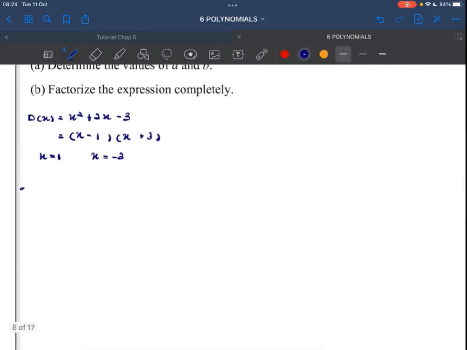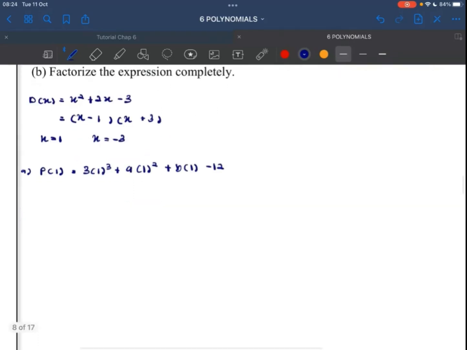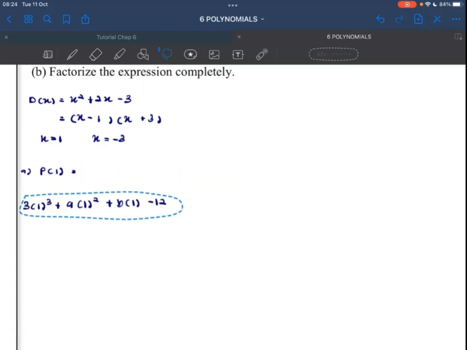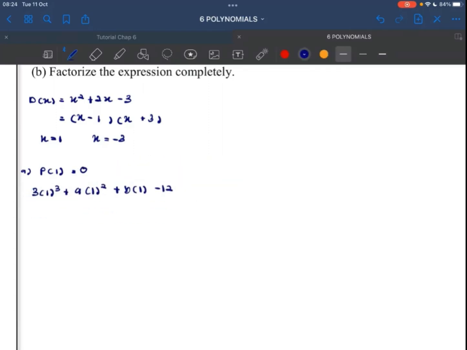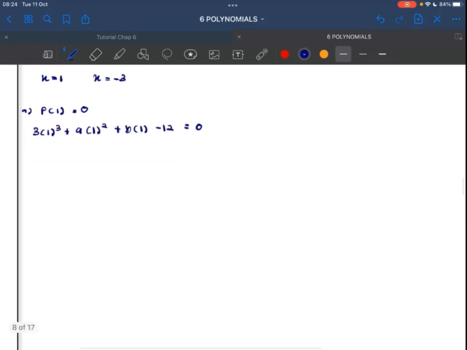So question A, when x equals to 1, substitute into the polynomial: 3(1) cubed plus a(1) square plus b(1) minus 12 equals to 0. So this whole thing is equals to 0. Kita end up with a plus b, 3 minus 12, dekat sini kita ada negative 9. So a equals to 9 minus b, first equation.